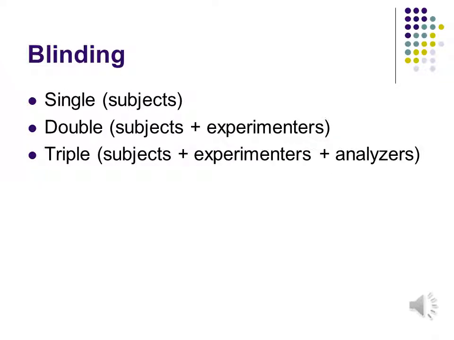Here are the different categories of blinding: single, double, and triple. Single blinding refers to just the subjects. That is, the subjects are unaware of which group they're in, and sometimes we actually test that by asking them which group they think they're in. And if the blinding is effective, then there should be an equal chance of them responding, I'm in the experimental group or I'm not. I'm getting the real drug or I'm getting the placebo.